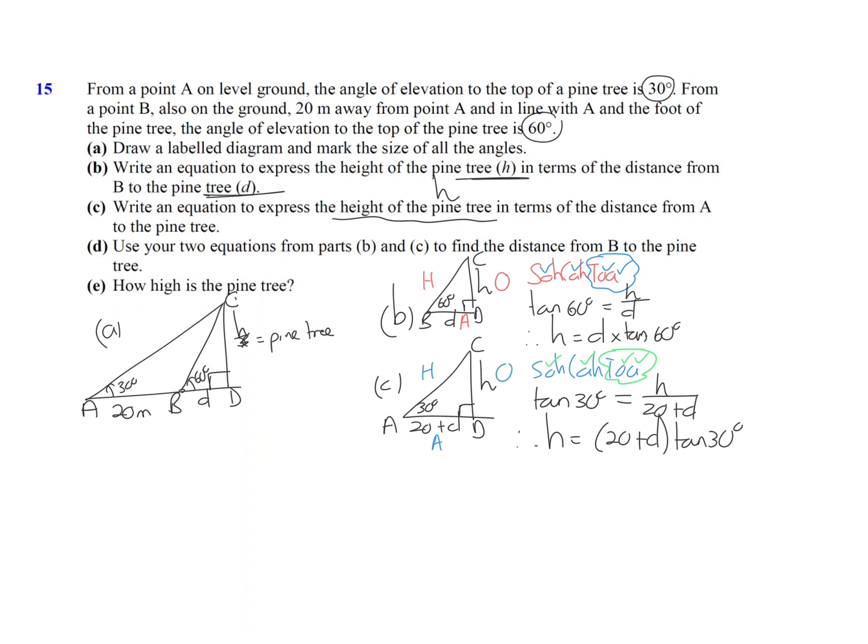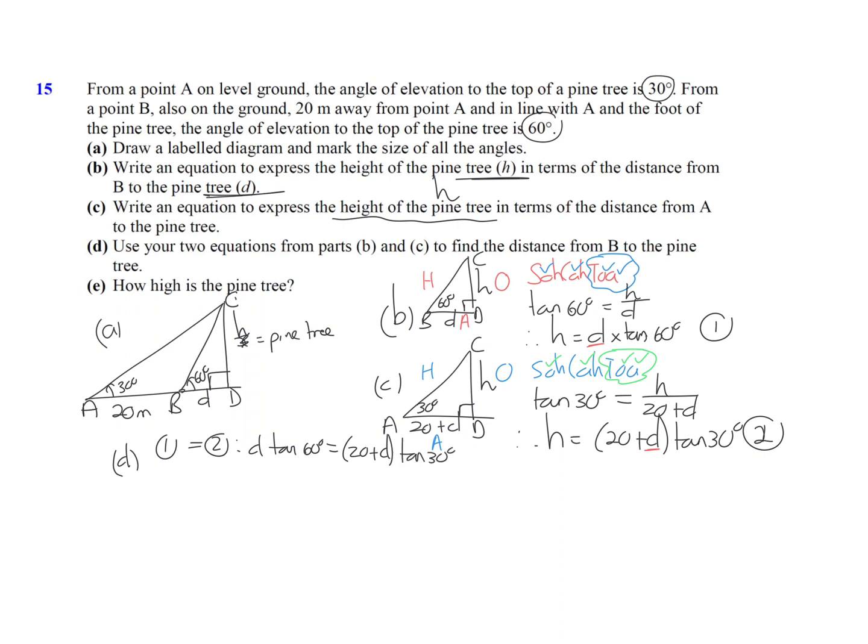Now we're at part D. You have two equations from B and C. I'm just going to label the one from B equation 1 and the one from C equation 2. And they want us to find the distance from B to the pine tree. That means I'm looking for D. Both are equal to h. So in part D, I can say equation 1 equals equation 2. So that gives me D tan 60 is equal to (20 plus D) tan 30 degrees.